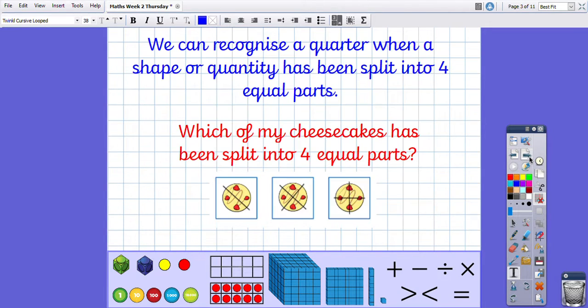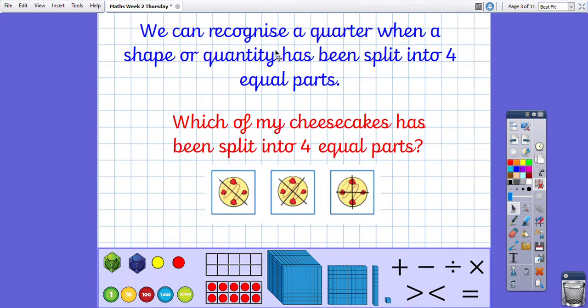So moving on to recognising a quarter. We can recognise a quarter when a shape or quantity has been split into 4 equal parts. Remember, it's really important that they are equal. It only works when things are equal. You can't have 3 really big parts and 1 really small part. They all need to be the same size.